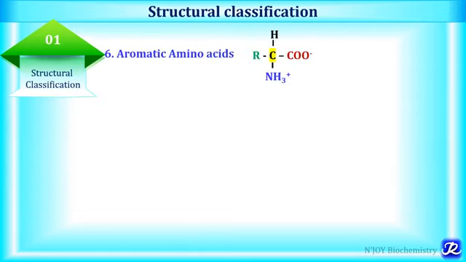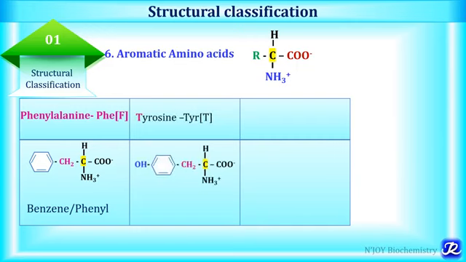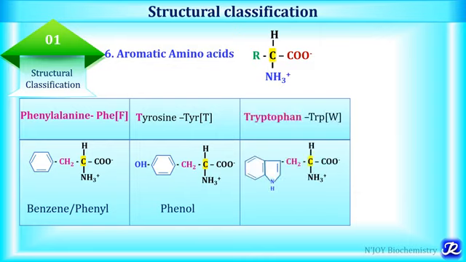The sixth group is aromatic amino acids, which contain an aromatic ring in their structure that absorbs ultraviolet light at 280 nanometer, and the examples are phenylalanine, which is denoted by the 1 letter symbol F, and it has a benzene or phenyl ring in its structure. Second is tyrosine, which is denoted by the 1 letter symbol T, and it has a phenol ring in its structure, and as this phenol ring has a hydroxyl group, it is also included in the amino acids having hydroxyl group. The third amino acid is tryptophan, which is denoted by W, and in its structure it has an indole group.